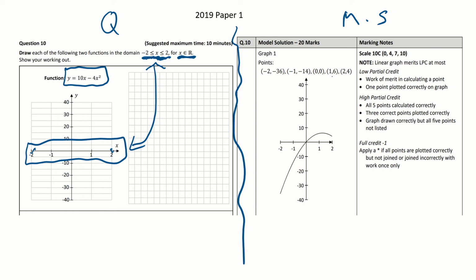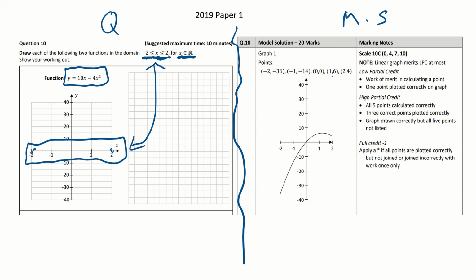So what that means is, seeing as x is an element of your real numbers, there should be no breaks in your line, or not in your line, but in your graph. So you'll notice that in the answer here, there are no breaks in the actual curve that you get.